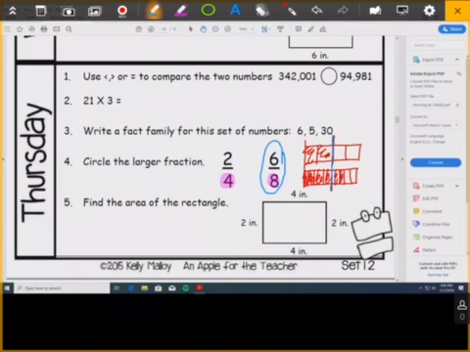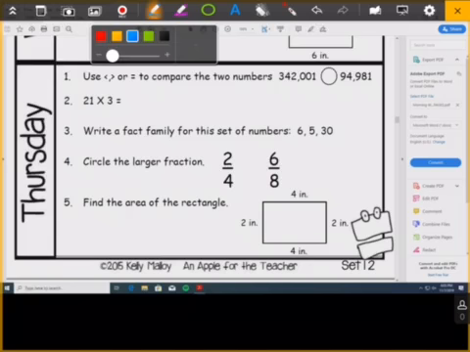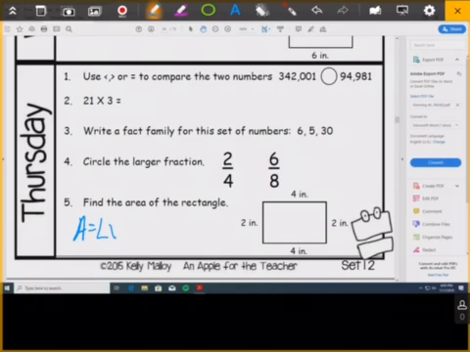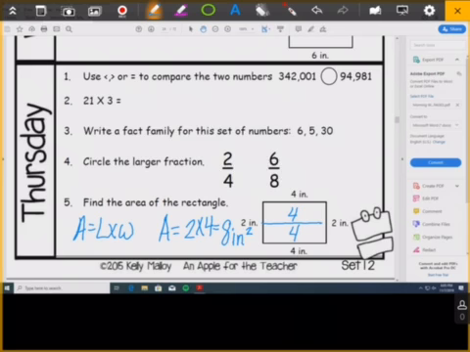Find the area of the rectangle. I know that area is length times width. To visualize this, I see 2 rows with 4 in each row. Another way of writing 2 rows of 4 is 2 times 4. That would give me the area of 8, and we need to use the label inches squared. Remember, if you leave off that inches squared, it will be counted wrong.